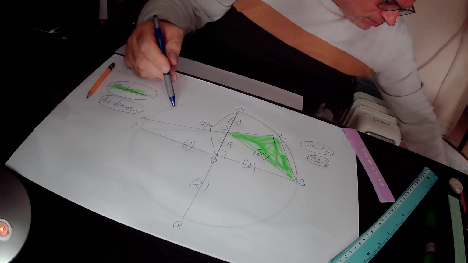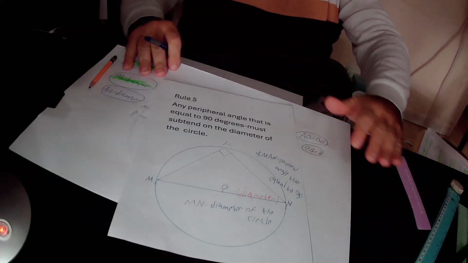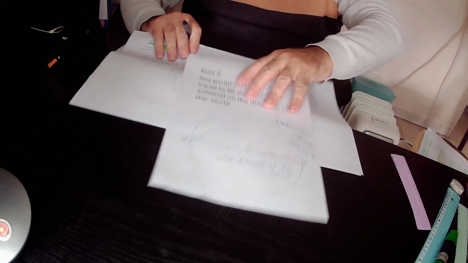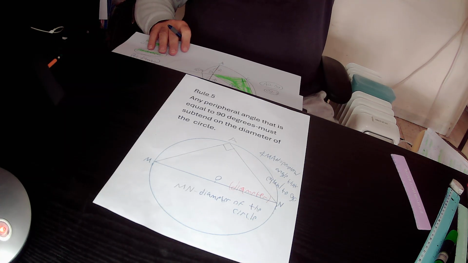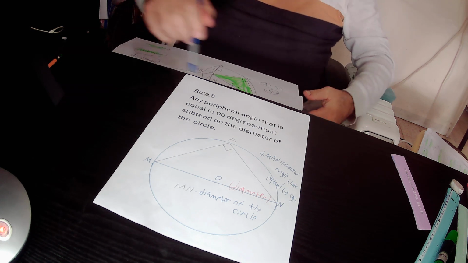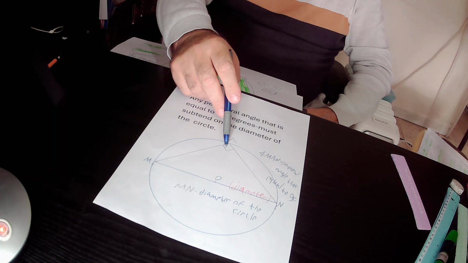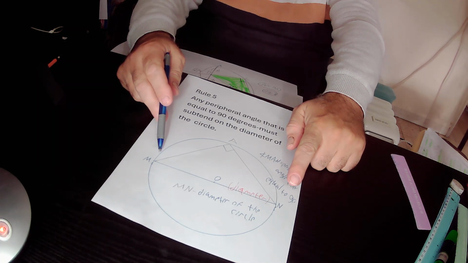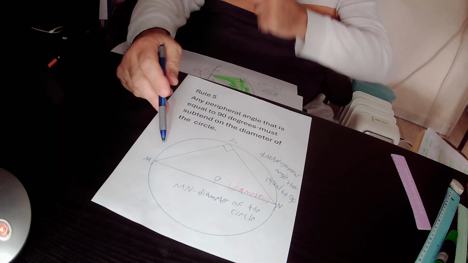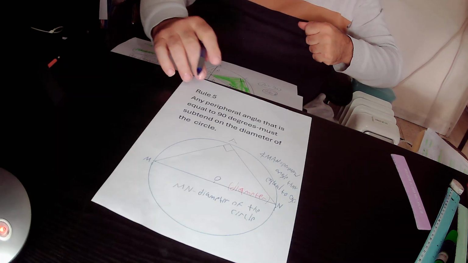So, a bit quickly on rule 5. According to rule 5, any peripheral angle that is equal to 90 degrees in size must subtend the diameter of the circle. So in the problem we have a circle. This is peripheral angle MAN, which is equal to 90 degrees in size, and indeed peripheral angle MAN subtends chord MN, which is the diameter of the circle. So according to rule 5, any peripheral angle that is equal to 90 degrees in size must subtend the diameter of the circle.